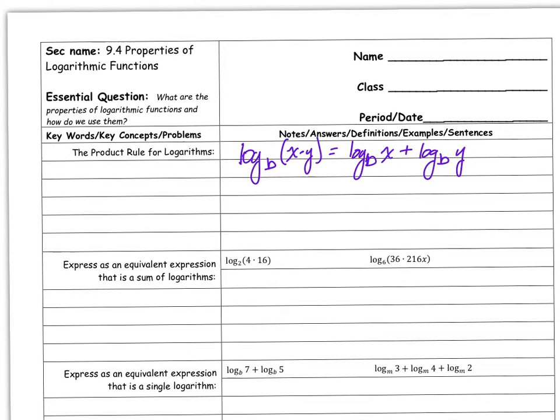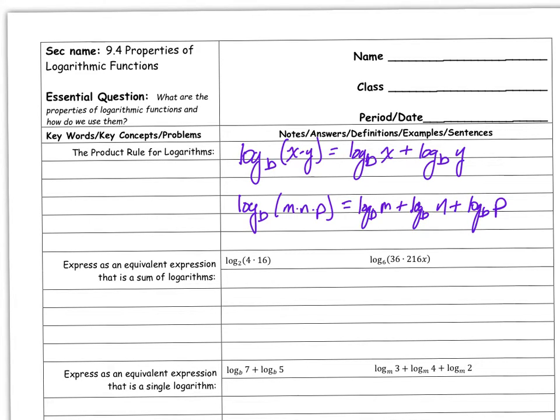And again, that can mean more than 2 things multiplied together. So it could be this. I could say log base b of, let's say, m times n times p. That would be the same thing with this rule. I can rewrite it as 3 different logs: log base b of m plus log base b of n plus log base b of p. However many things are multiplied together, I can write that many things out as an addition.